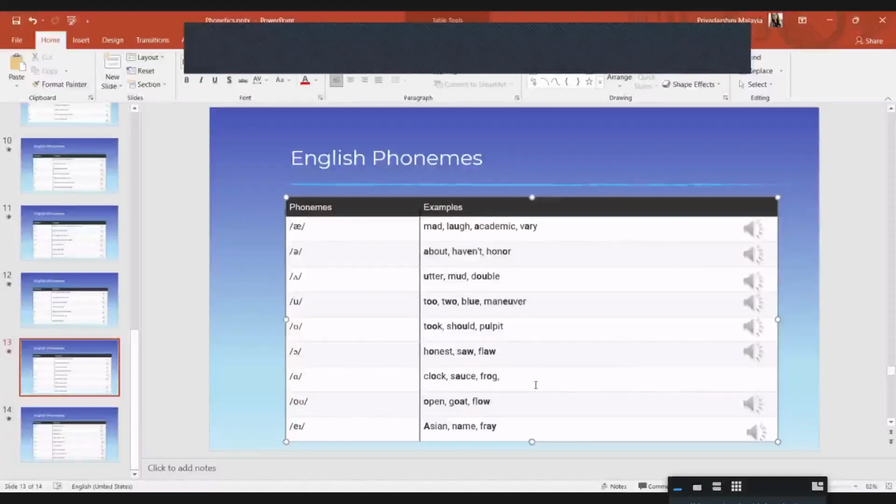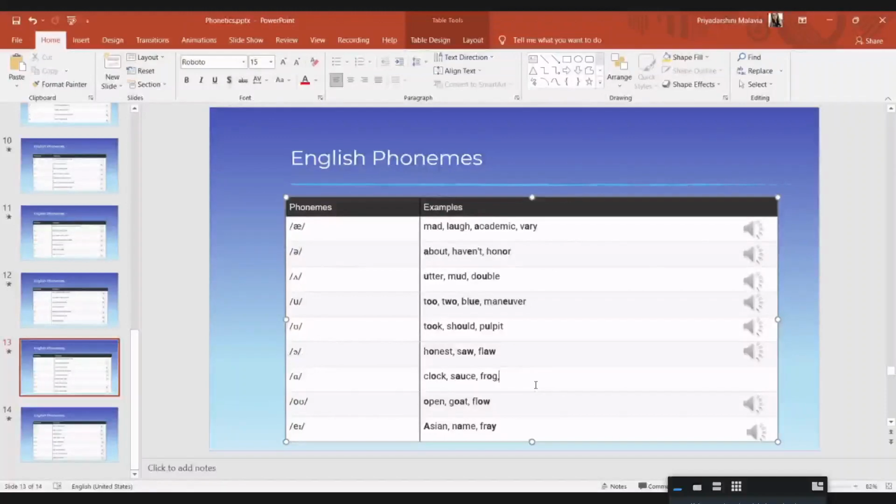So this is kind of similar to the one we just saw, which is honest, saw, and flaw. The only difference, I think, is again the same chhota and bada wala sound ka difference: this has a shorter sound. You don't say frog stretched out, you say frog short. You don't pronounce the whole thing, you don't stretch it out, right? Same with clock, sauce, frog.